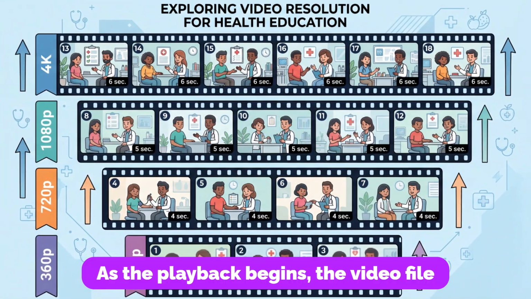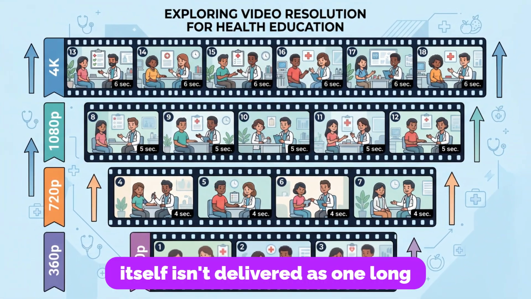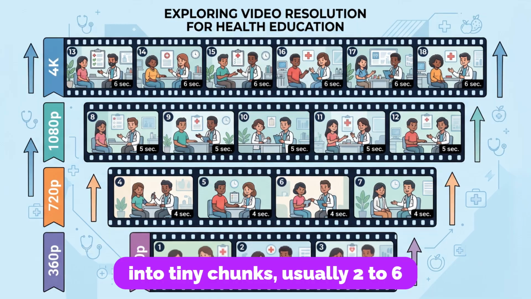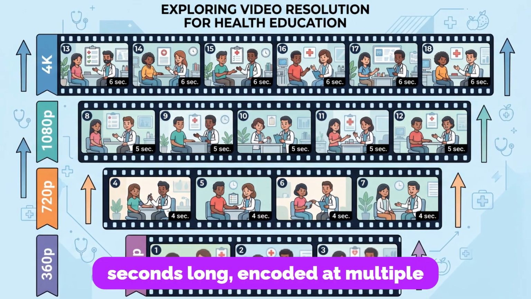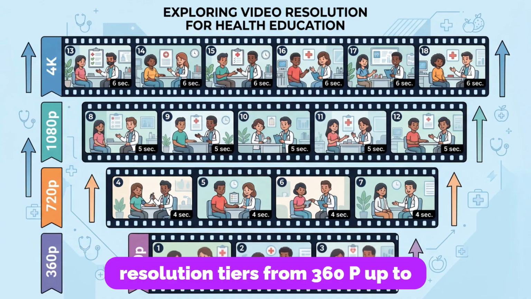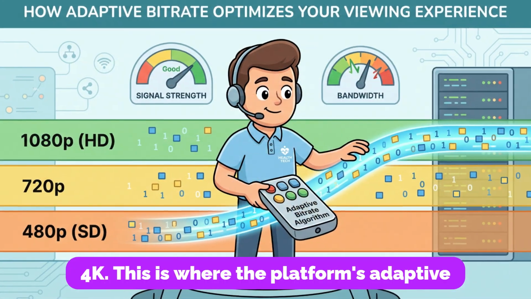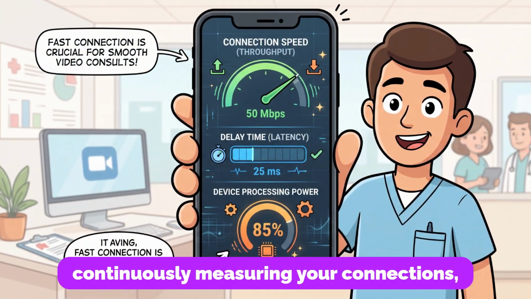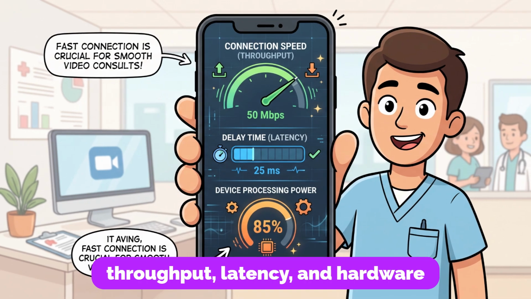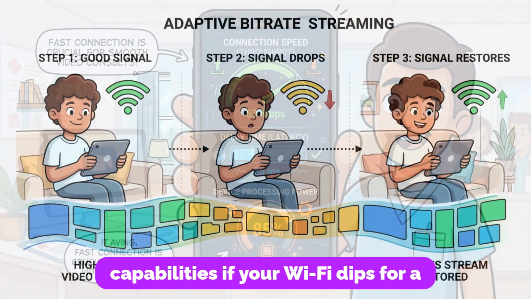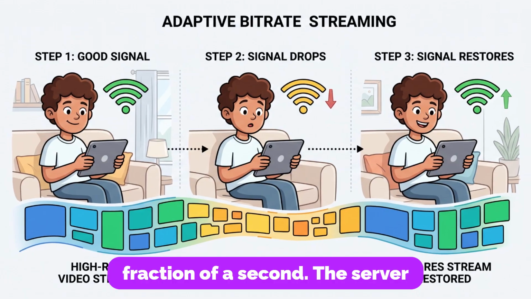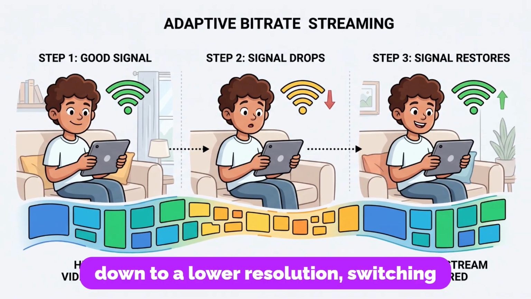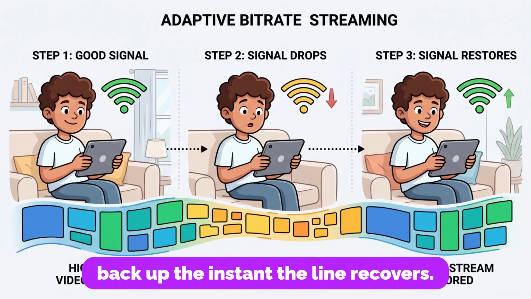As the playback begins, the video file itself isn't delivered as one long, continuous clip. Instead, it is sliced into tiny chunks, usually 2 to 6 seconds long, encoded at multiple resolution tiers, from 360p up to 4K. This is where the platform's adaptive bitrate streaming algorithm takes control. As you watch, your device is continuously measuring your connection's throughput, latency, and hardware capabilities. If your Wi-Fi dips for a fraction of a second, the server doesn't pause the video. It seamlessly shifts the next 3-second fragment down to a lower resolution, switching back up the instant the line recovers.